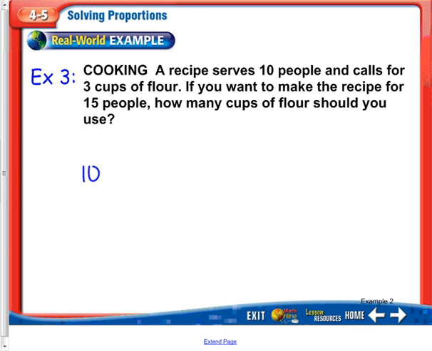I can put 10 people on the top and 3 cups on the bottom, just so long as you always put the people in the same spot and always put the cups in the same spot. You have to match up your ratios so that way they match. So we have 15 people. Well, that goes with the 10 people, so we have to put it on the top. It wouldn't have mattered if we would have put it on the bottom. We needed to put that on the bottom. So we can have an x there.